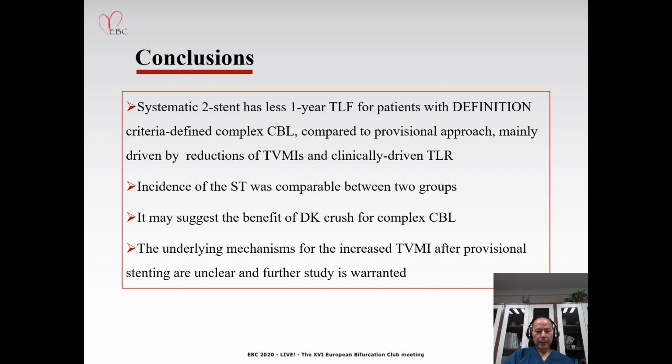Finally, the underlying mechanisms for the increased target vessel myocardial infarction after provisional stenting technique are still unclear, and further study is warranted.